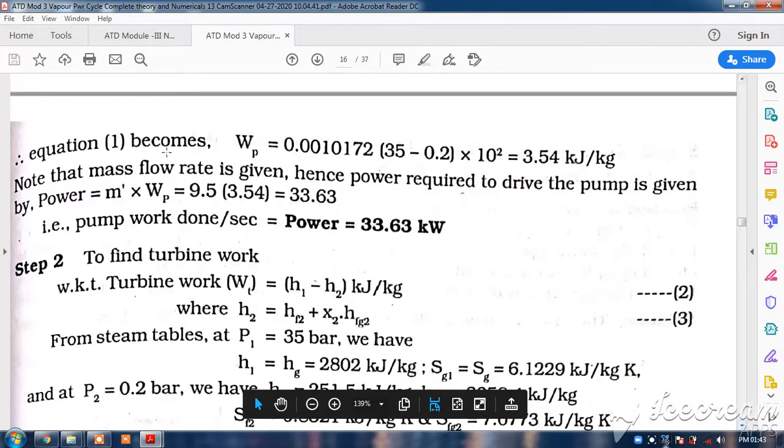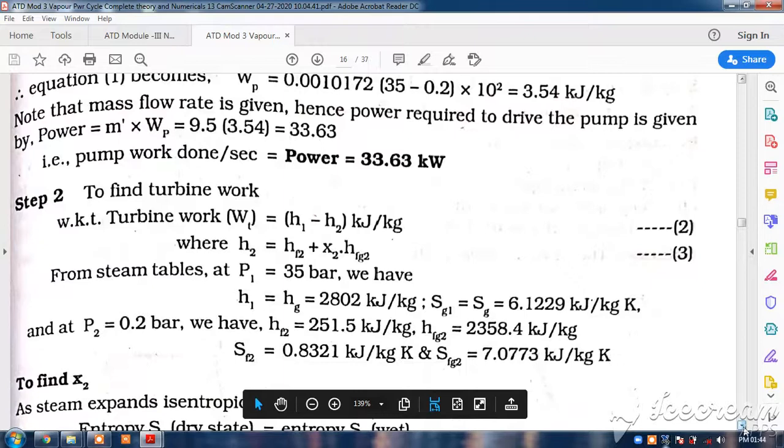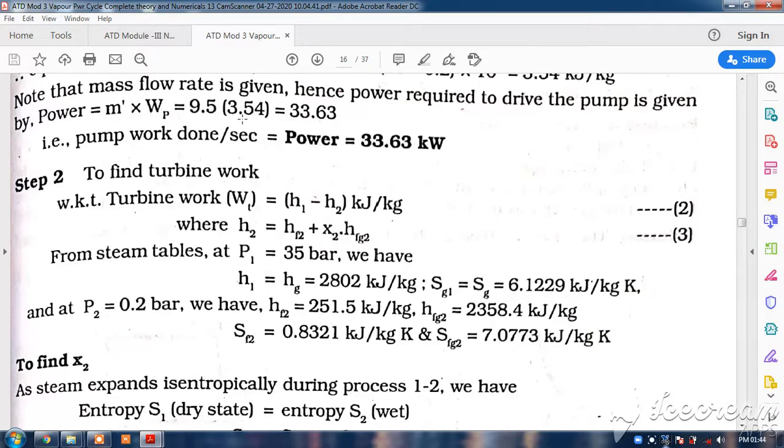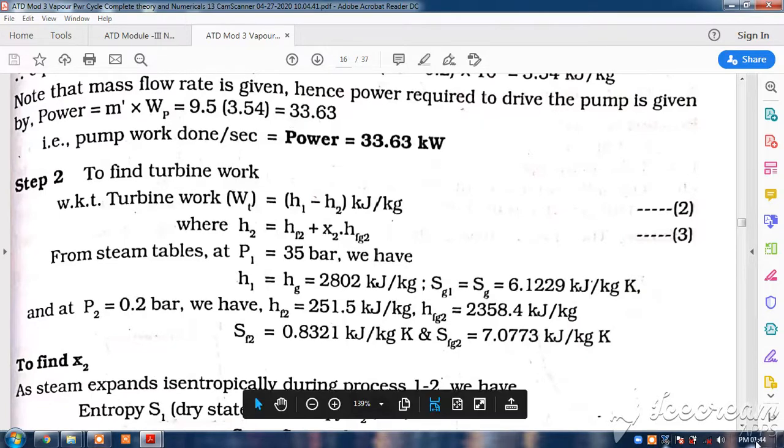Now the power required is equal to mass flow rate into pump work. So the power is equal to 9.5 kg per second into 3.454 kilojoules per kg, that is 33.63 kilowatt. This is the pump work, power required for the pump. The pump work is only 3.54 kilojoules per kg, but multiplying this with the mass flow rate, you get the power. Okay, pump work is only 3.54 kilojoules per kg.